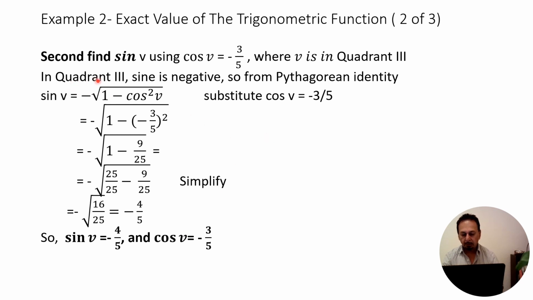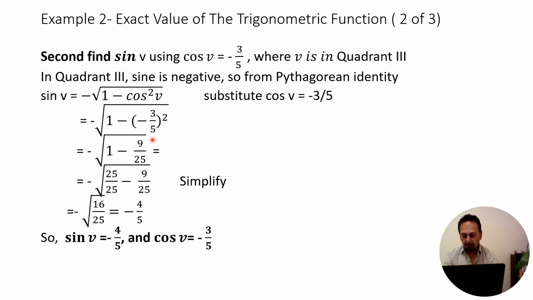So now second, we're going to find sine v using cosine v equal to minus 3 over 5, where v is in quadrant 3. And in quadrant 3, sine is also negative. So from the Pythagorean identity, sine v equals minus the square root of 1 minus cosine squared v. So we substitute cosine v equal to minus 3/5. So this becomes minus the square root of 1 minus the square of minus 3 over 5, which is equal to minus the square root of 1 minus.